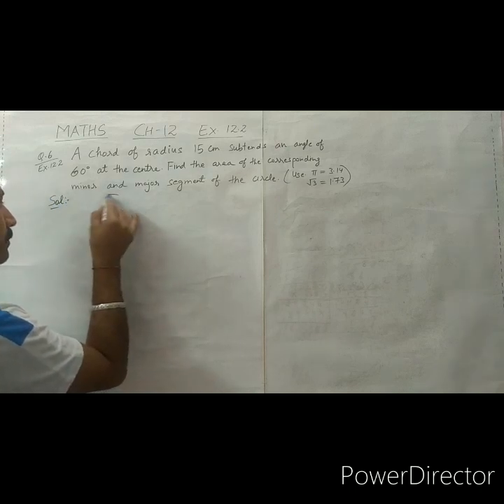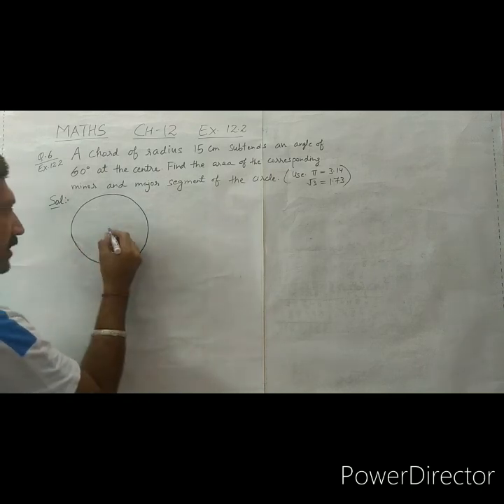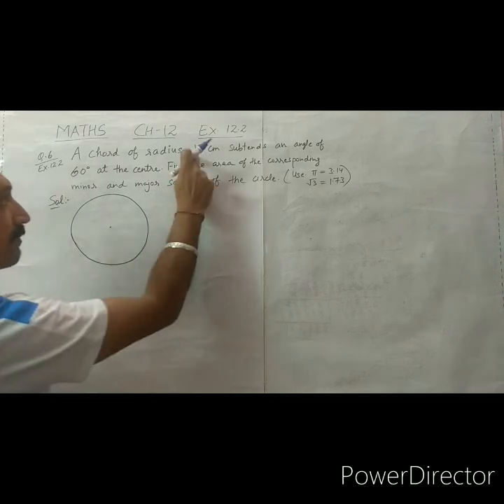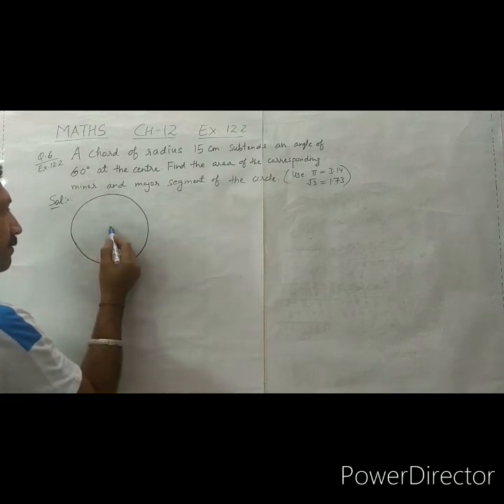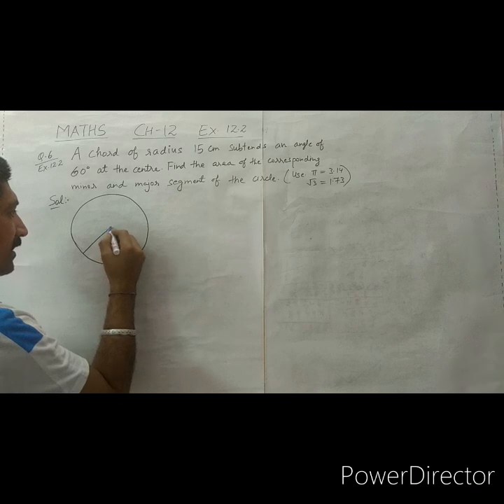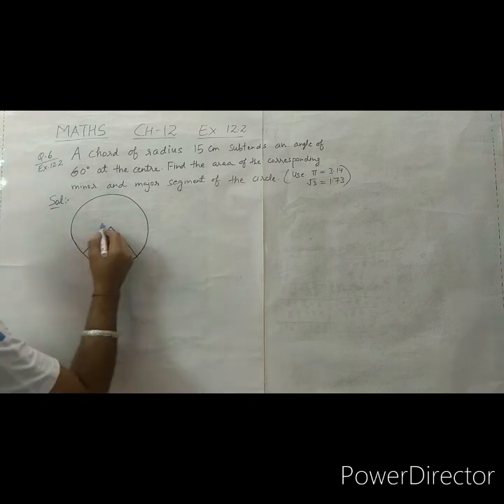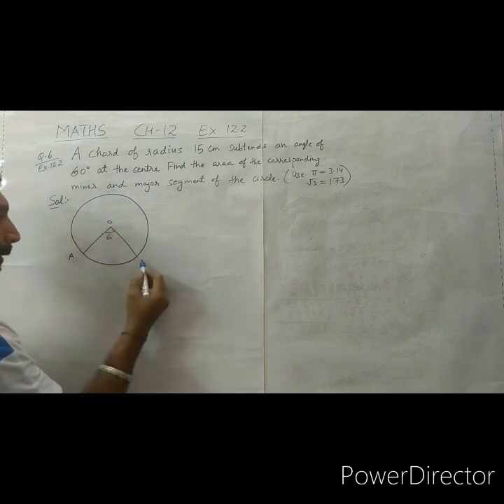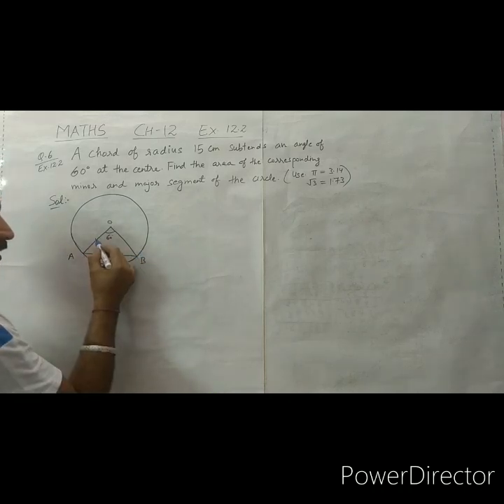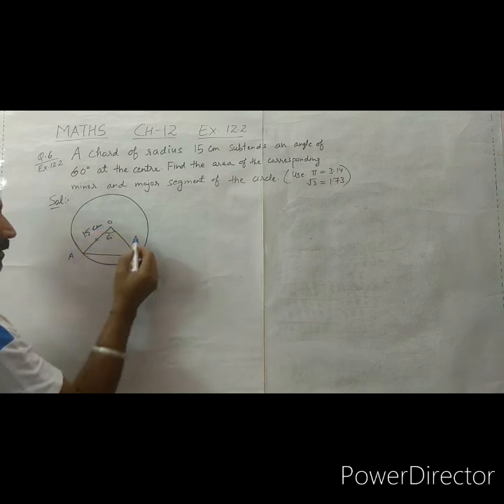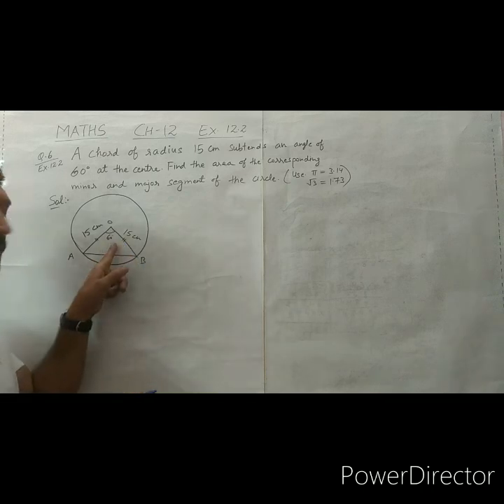If we have a circle, in this circle the radius of the circle is 15 centimeter and the angle subtended at the center is 60 degree. At this point center A, B, and this is the chord AB. So radius 15 centimeter, this is also 15 centimeter. So this triangle is an isosceles triangle.